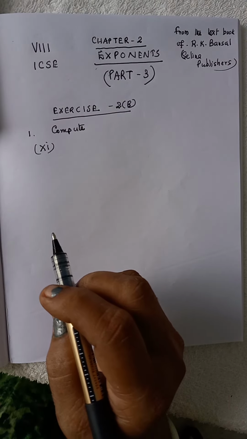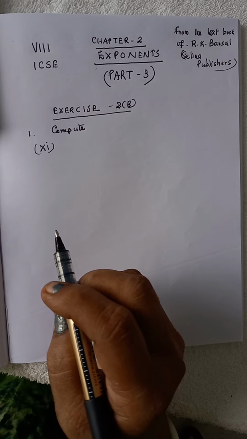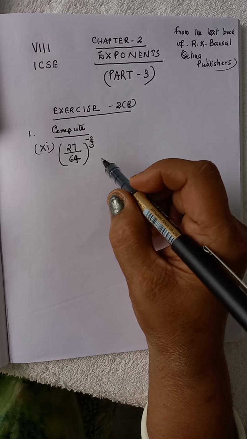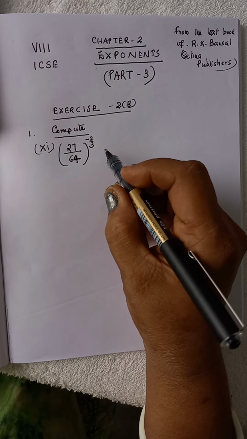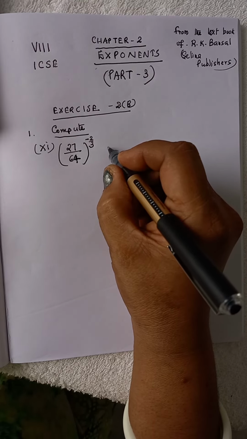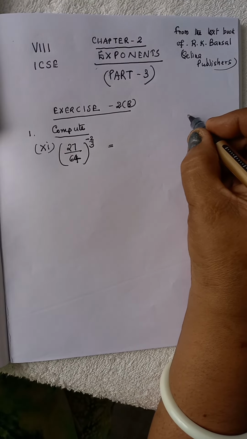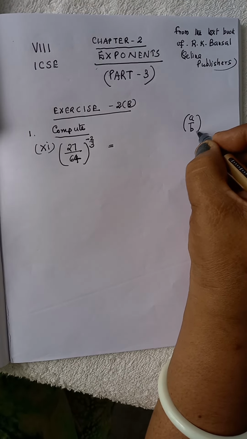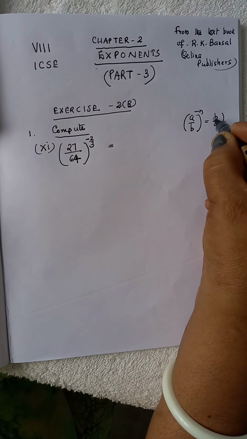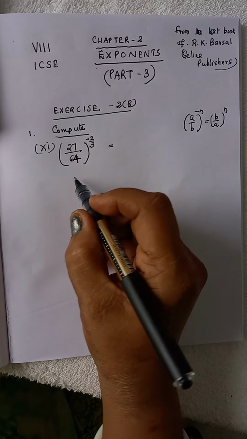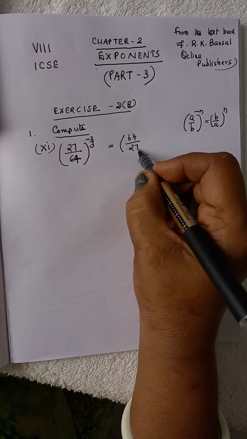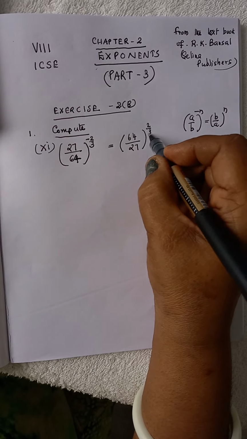Today we are solving questions in exercise 2b from question number 11 onwards. Now the 11th question is (27/64) raised to minus 2/3. That is, we have to compute the value. So this is equal to, we know (a/b) raised to minus n is equal to (b/a) raised to n. So by using that, we can write this as (64/27) raised to 2/3.